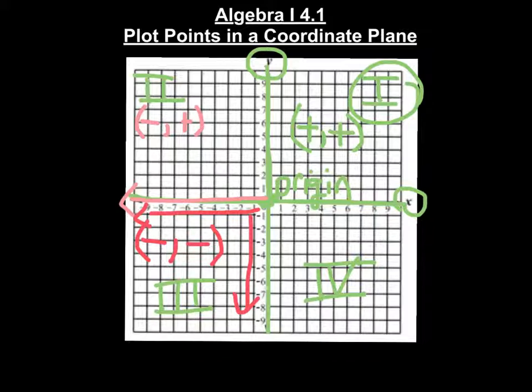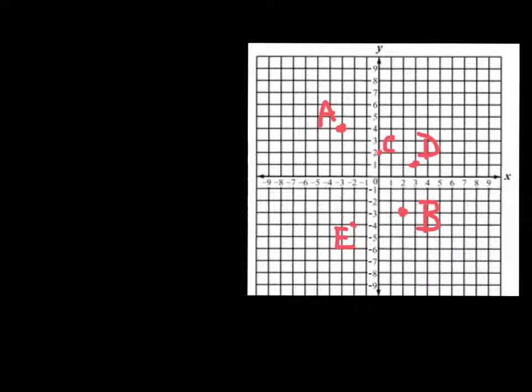In quadrant 4, you're going to the right of the origin for your x value, so that is a positive number, but your y value is going down, which is a negative value. So in quadrant 4, you would expect your ordered pair to have a positive x value and a negative y value. Now let's see if we can find the ordered pair for each of these points on the coordinate plane.